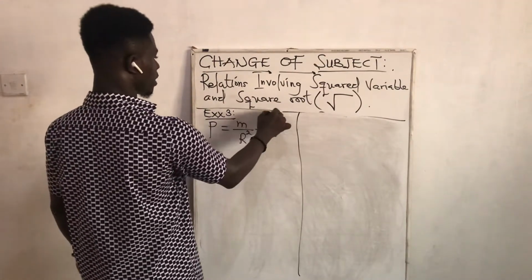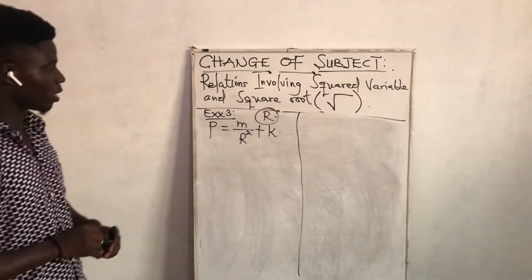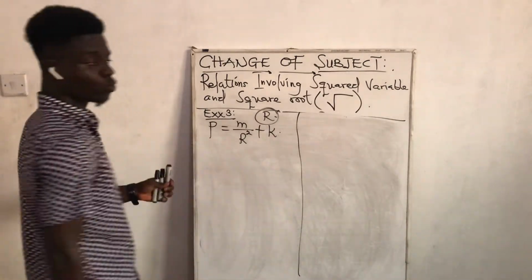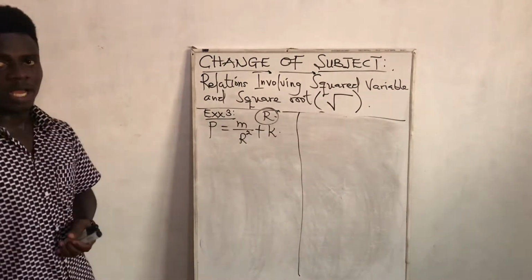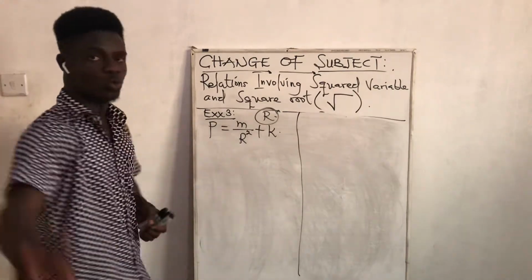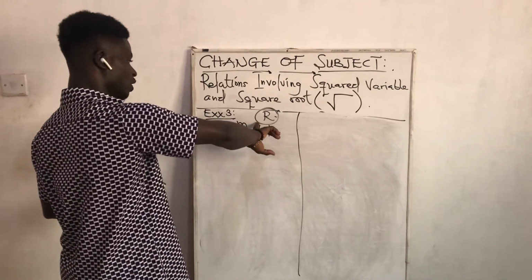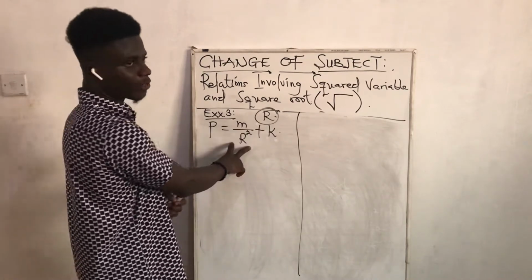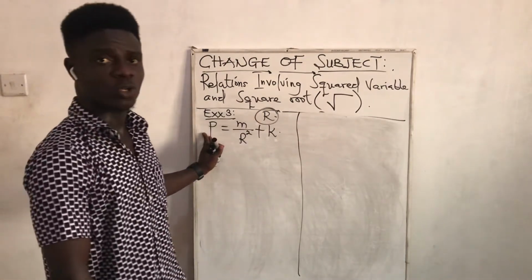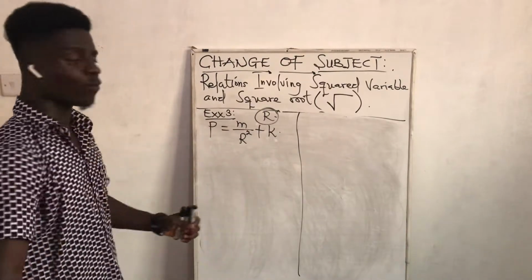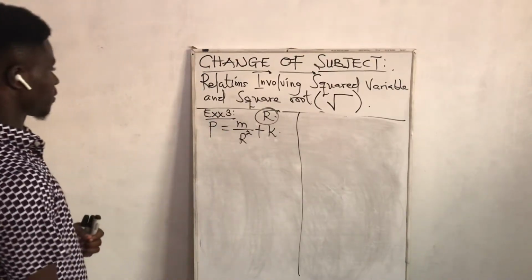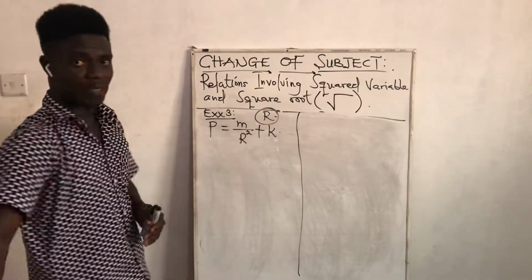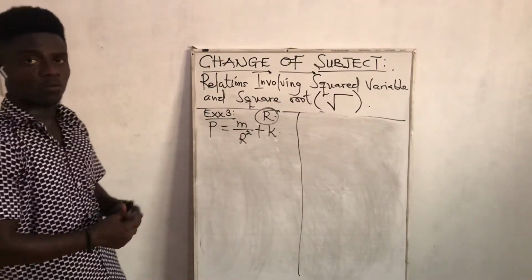So we have to make R the subject here. Now, when you check this equation, on our right hand side, we have what? Two expressions, because this addition sign is separating this k from m on r squared. Then here we have one term. So in all we have three terms: two terms here, then one term. So three terms. Now, you ask yourself, what's the LCM?